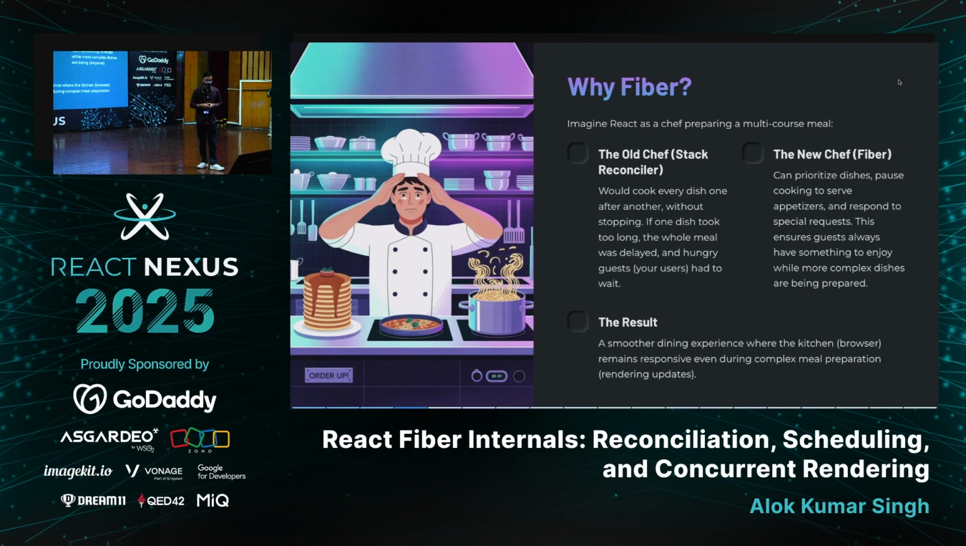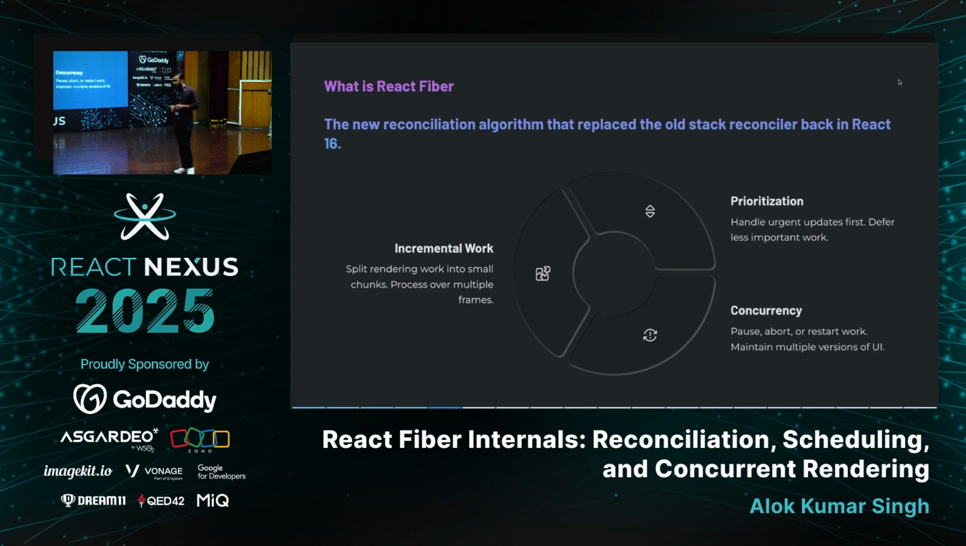Why do we need it? But what the heck is this React Fiber? React Fiber was a complete rewrite of the old stack reconciler algorithm back in React 16. It had three major agendas. The first one was incremental rendering. That means it will break your task into chunks and process over multiple frames. The second one is prioritization. That means it will handle urgent tasks first and defer the less important work. The third one is concurrency. That means it can pause your rendering task, start, or even abort your rendering task.